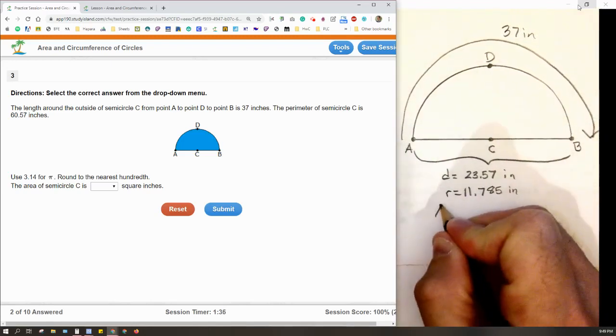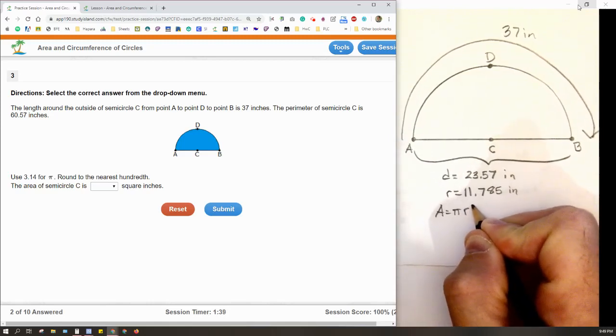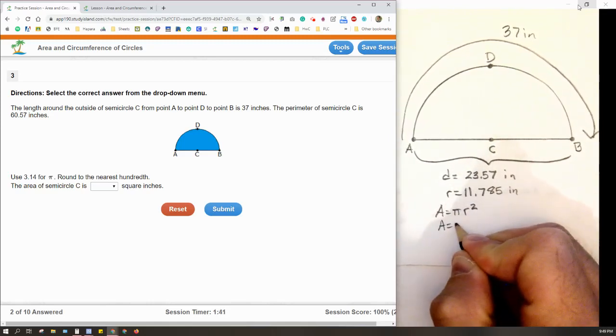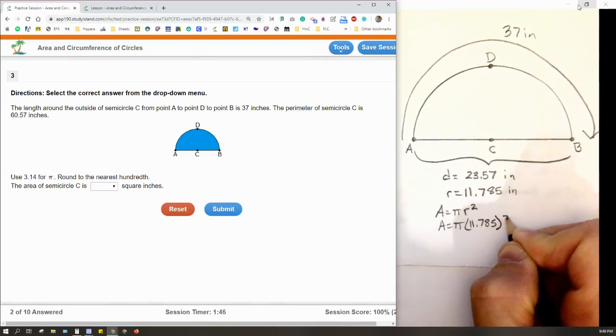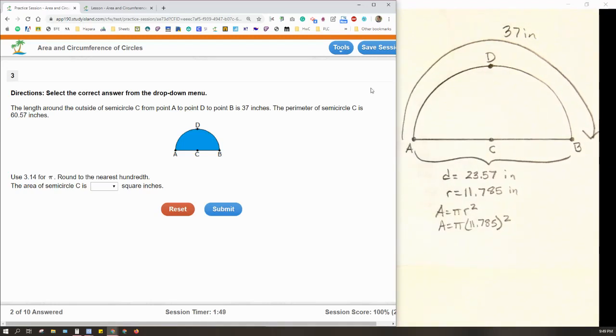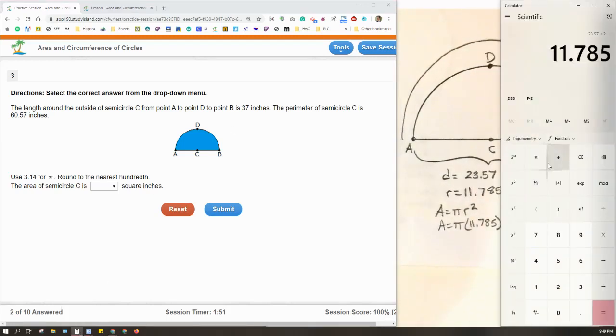Okay, well, it's a semicircle, but if it was a full circle, we could use the radius to calculate the area. The area is equal to pi times the radius squared, so the area is equal to pi times 11.785 squared. Let's punch that into the calculator, make it easy on ourselves. I've already got 11.785. If you have a button on your calculator that says x squared, it'll automatically square your number for you, meaning it'll automatically multiply by itself. So watch, 11.785 and hit the square button. Boom. It says 138.886225.